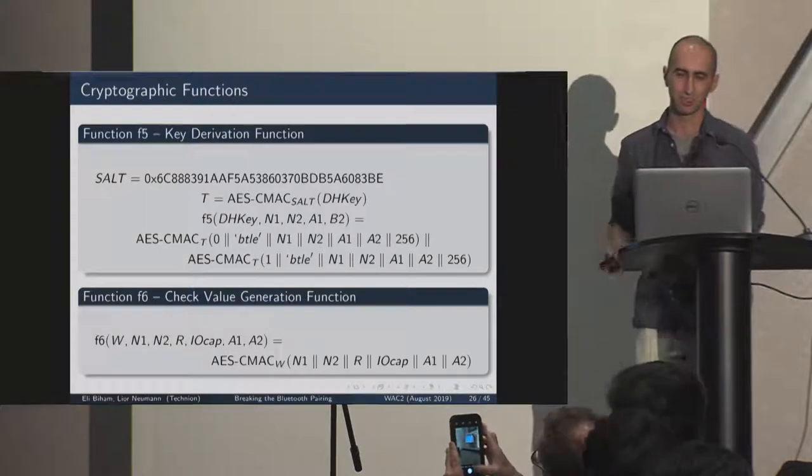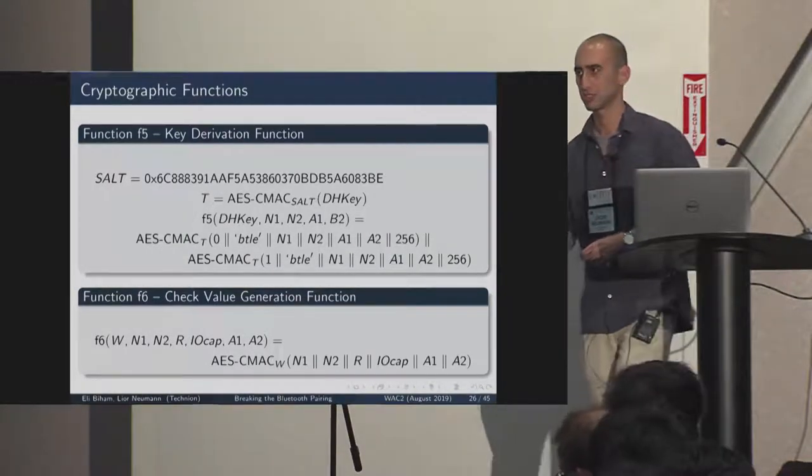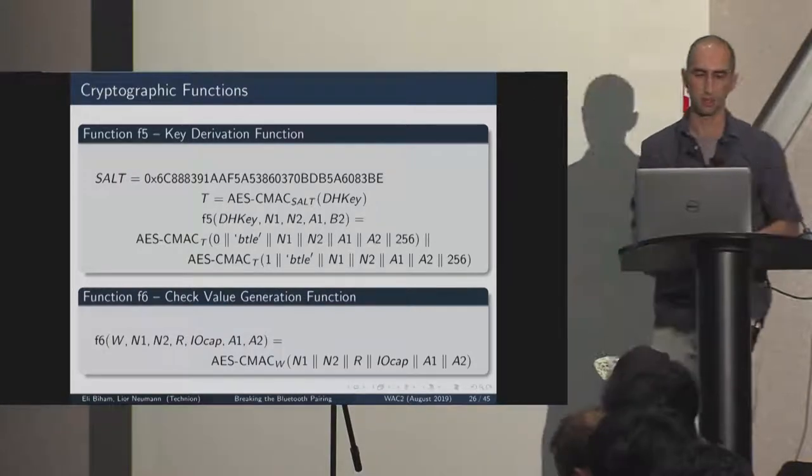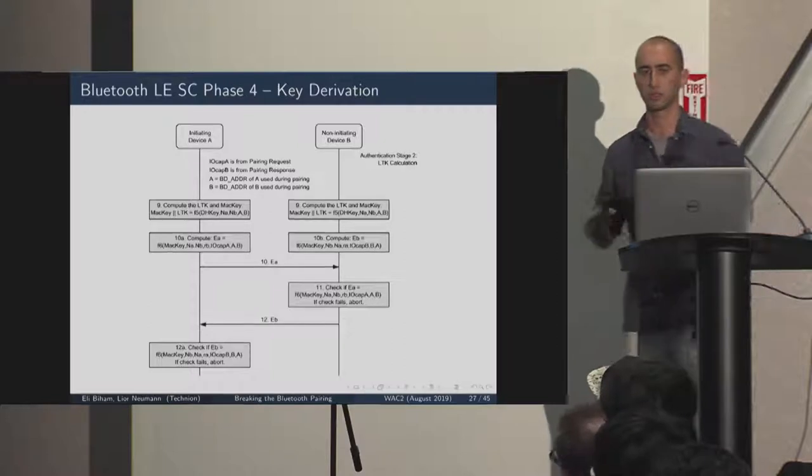Now we need to look at another two functions. Again, you don't really have to remember them. This is function F5 and F6. We need them in order to consider the key derivation.